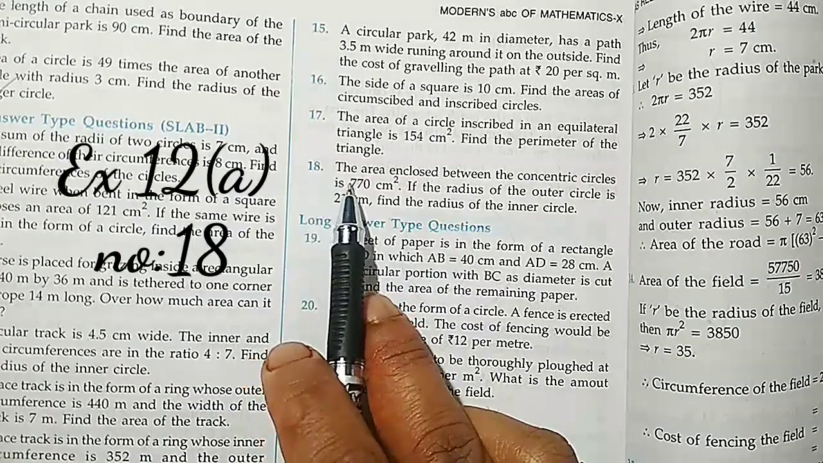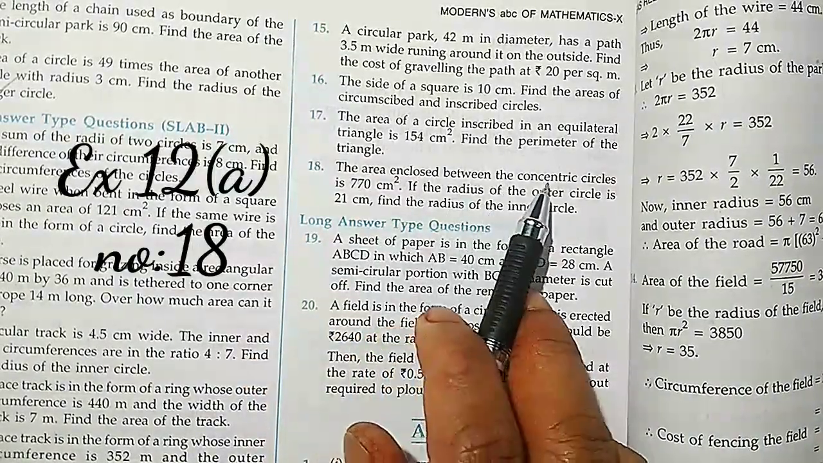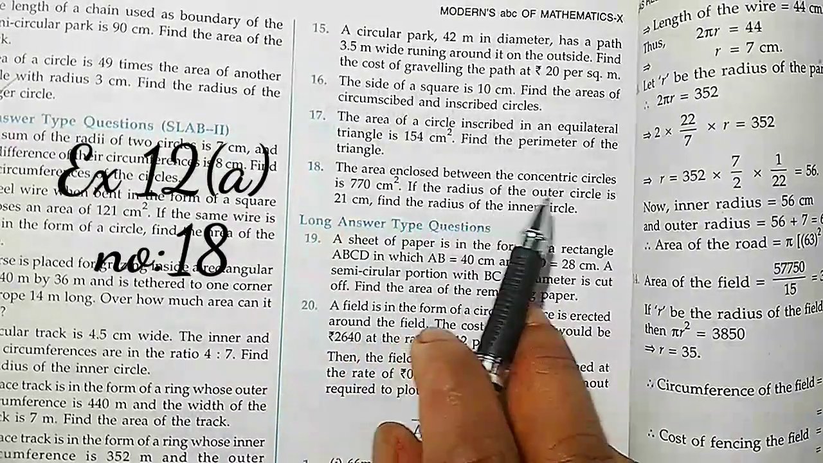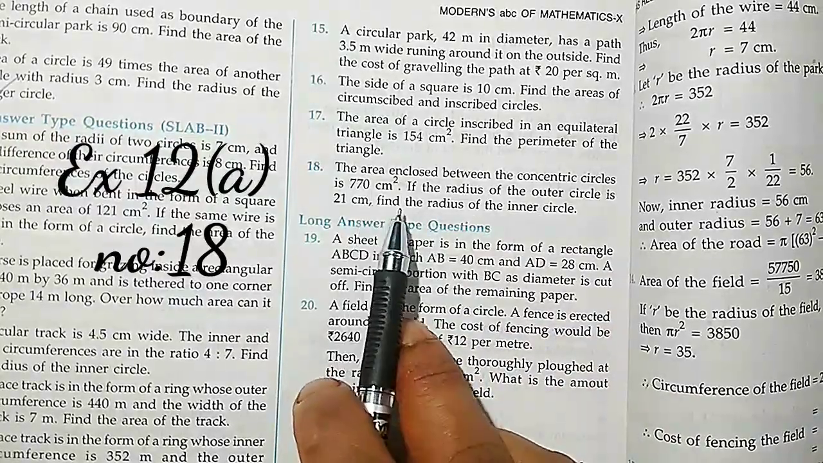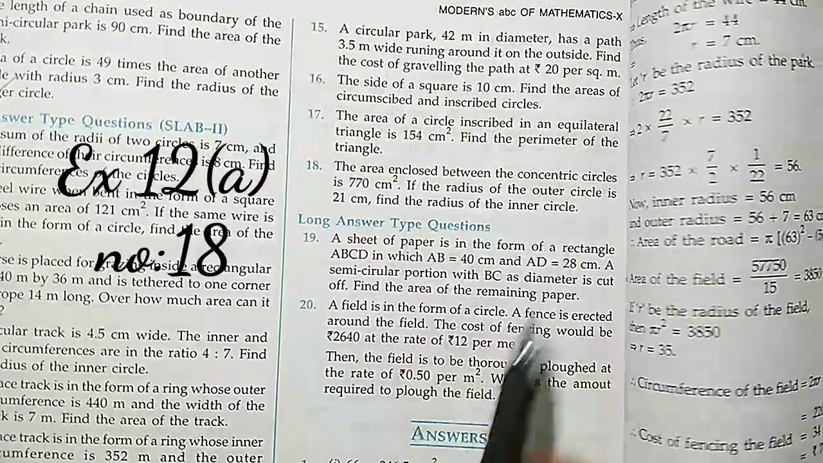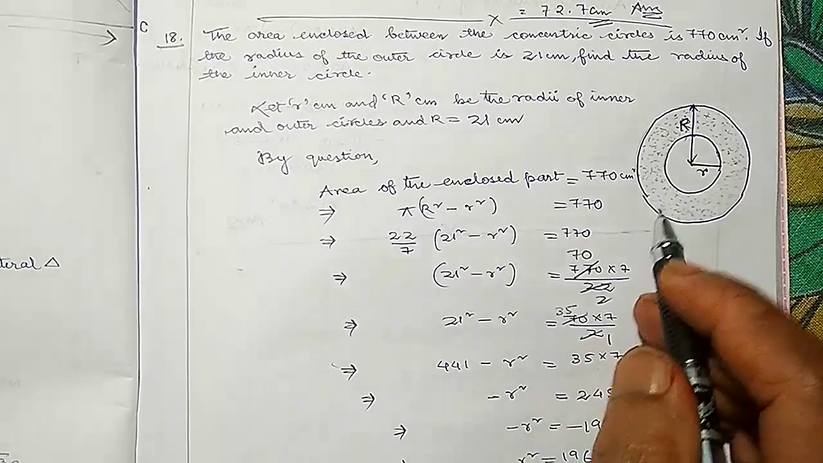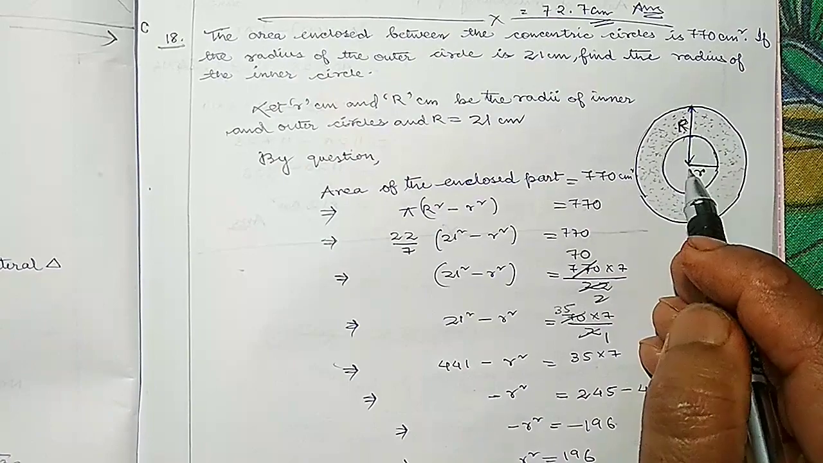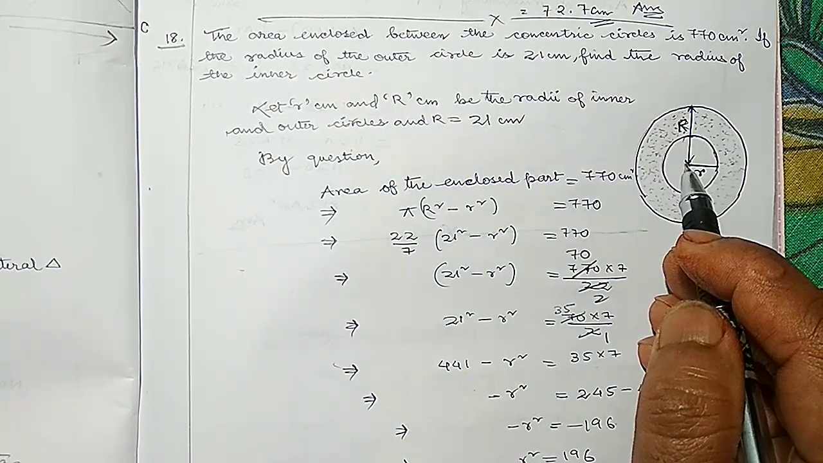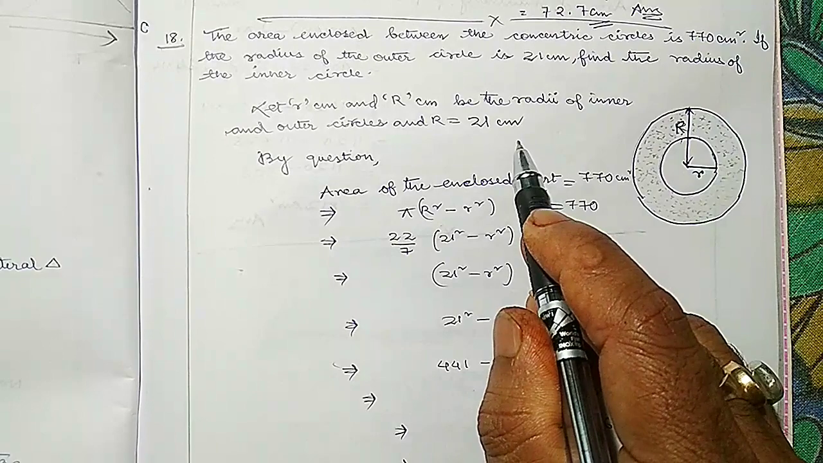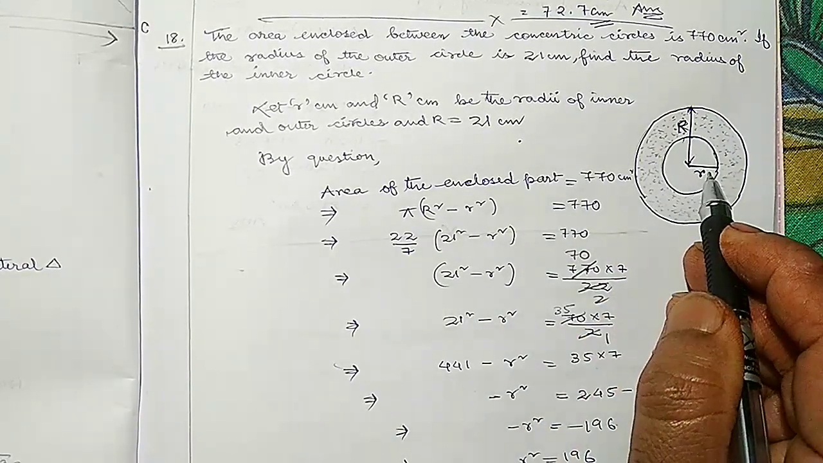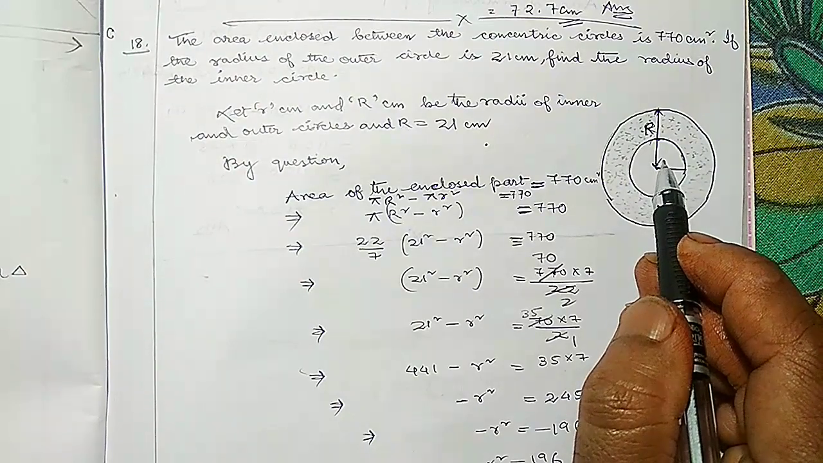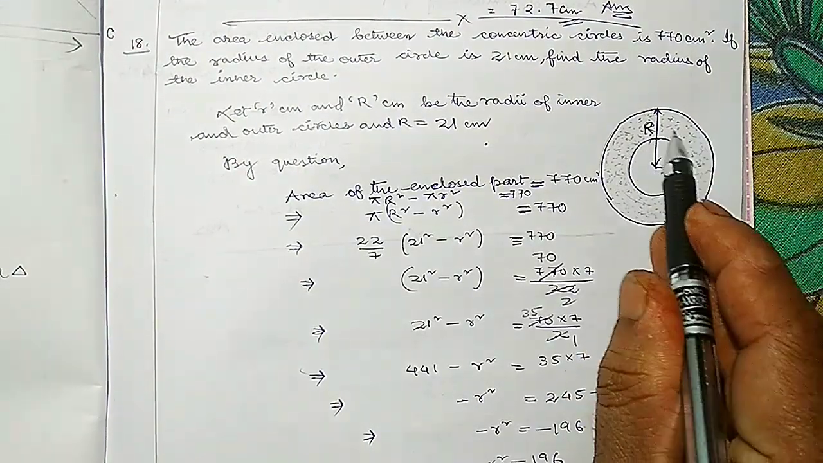Question is, the area enclosed between the concentric circles is 770 centimeter square. If the radius of the outer circle is 21 centimeter, find the radius of the inner circle. Let radius of the inner circle be small r centimeter and radius of the outer circle be capital R centimeter. As given in the question, capital R is 21 centimeter, and we are to find smaller radius, that is small r.